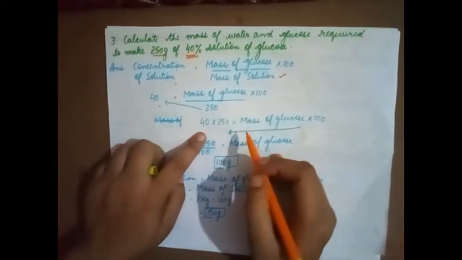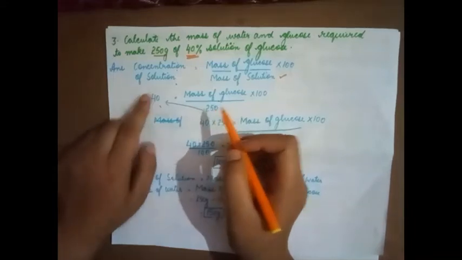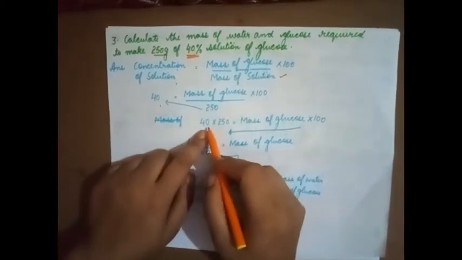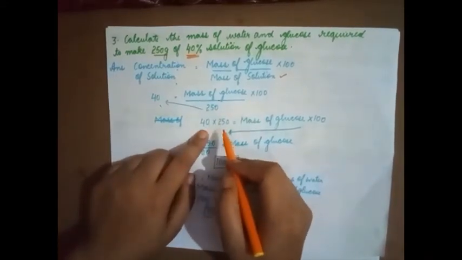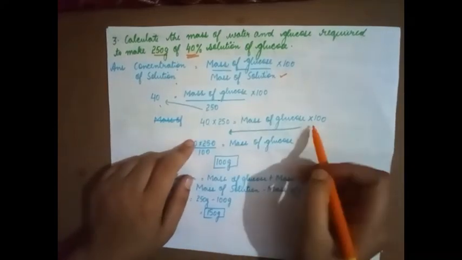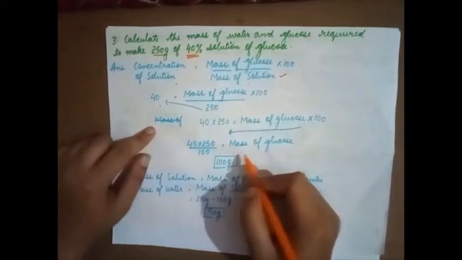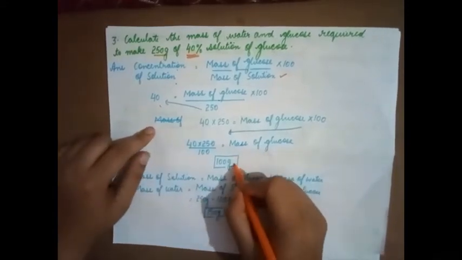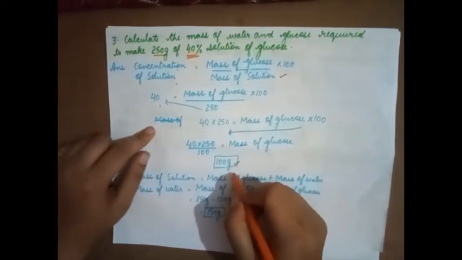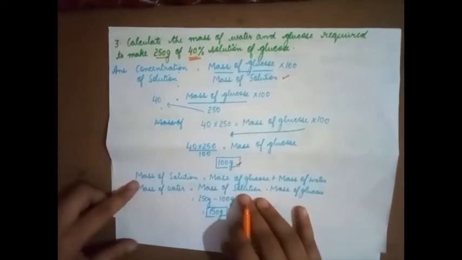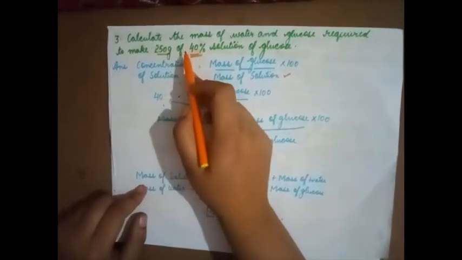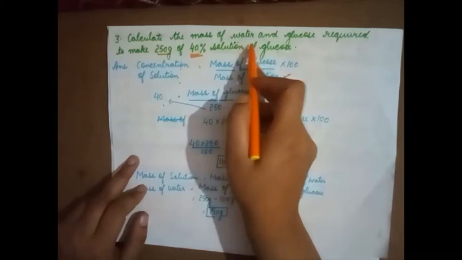Now 250, take it to this side. It will become 40 into 250. Then 100, take it below. 40 into 250 divided by 100 is equal to mass of glucose. Mass of glucose, we have got it as 100 grams. Next, we need to calculate the mass of water and glucose.